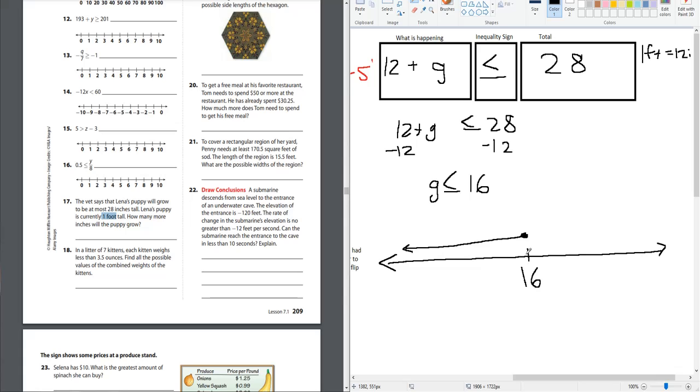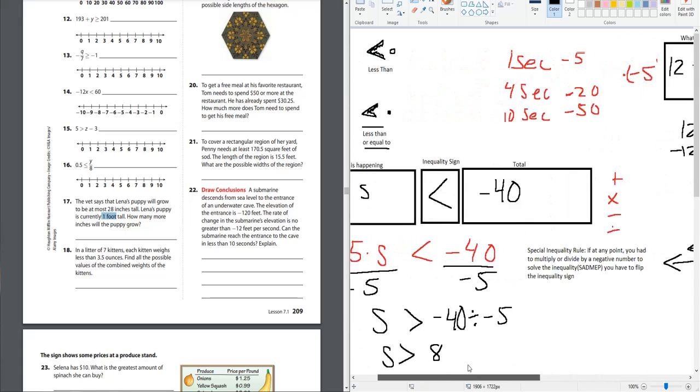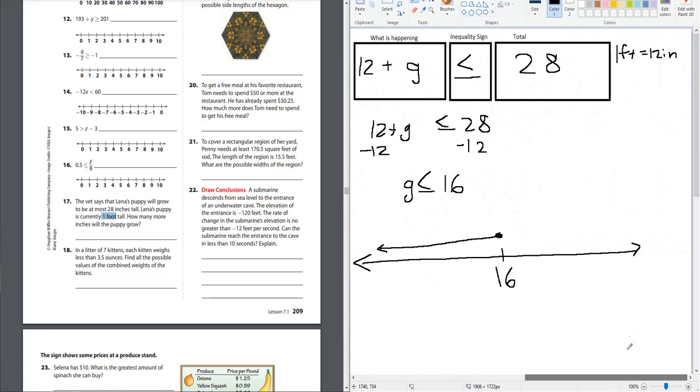So there we go. That's really it for today. If you have any more questions, we can go over this more in class, but it's pretty much the same thing every time. You're always going to be making these three parts. What is happening? What's the inequality sign? What's the total? And remember, the total is always just going to be something that's a fact. It's not going to change no matter what you do about it. Lena's puppy will grow to be at most 28 inches tall. There's nothing you can do about that. If you didn't want that number, you should have gotten a different puppy.